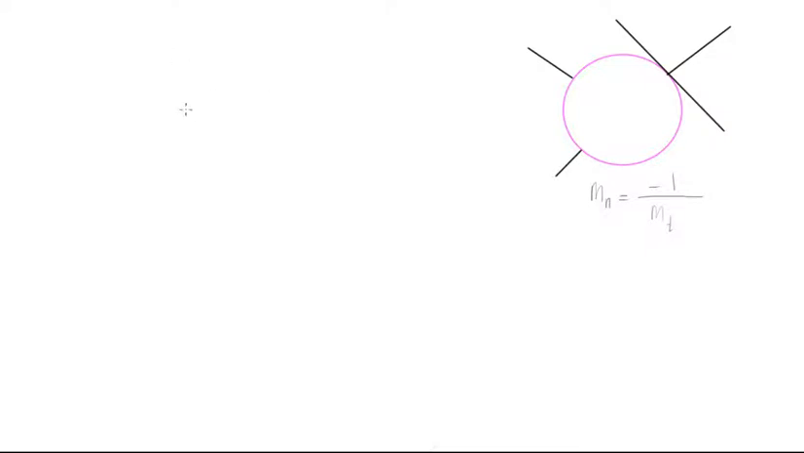So let's do an example. Let's do another implicit differentiation example. It doesn't have to be a circle, it could just be a function. Anything that has a slope, we can find the normal slope of it.